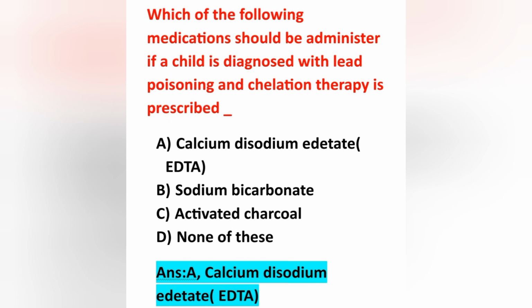Okay, so the lead poisoning is also known as plumbism. And for this lead poisoning, chelation therapy along with EDTA is used to treat this lead poisoning. So our answer will be calcium disodium edetate, EDTA. Option A is the correct answer for this question.